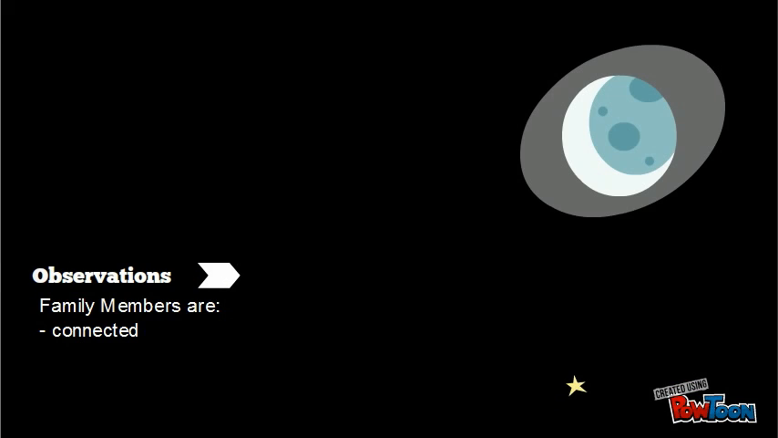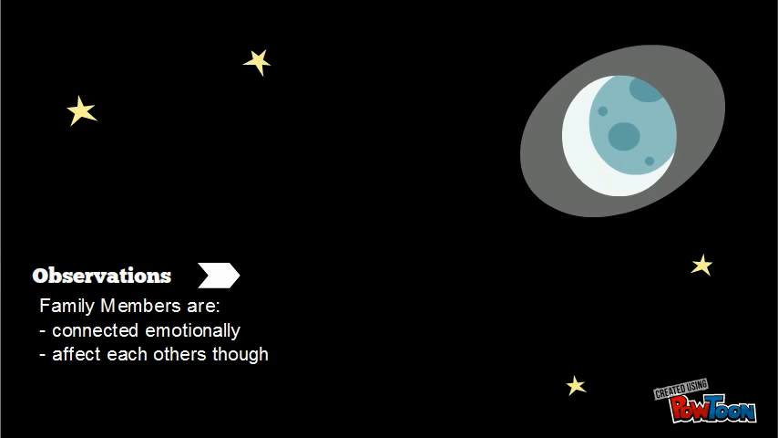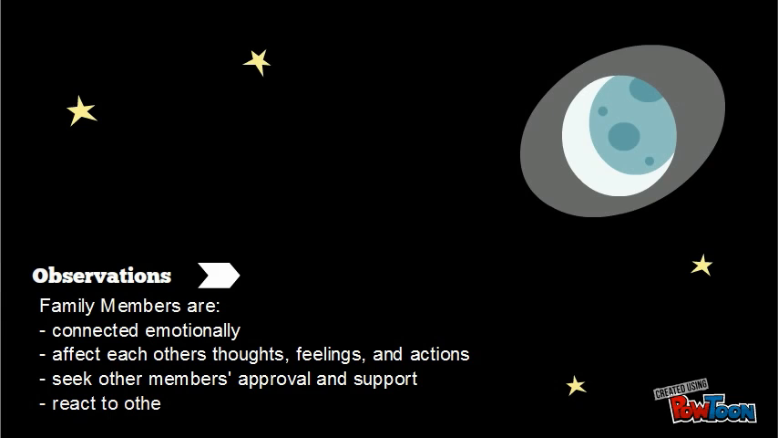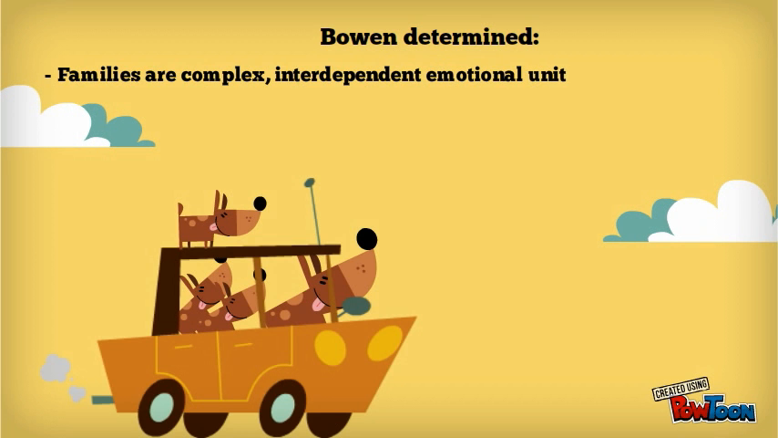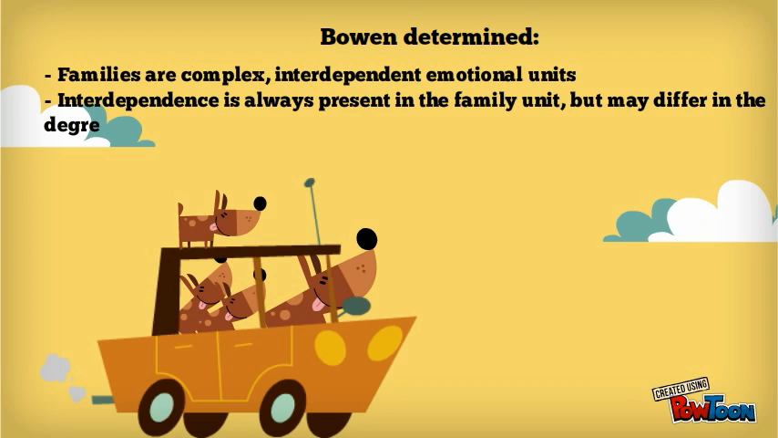Dr. Bowen concluded that family members are connected emotionally, affect other members' thoughts, feelings, and actions, seek the attention, approval, and support of other members, and they react to others' needs, expectations, and distress. Dr. Bowen determined that families are complex emotional units governed by interconnectedness and the interdependence of its members. Dr. Bowen concluded that interdependence is present in every family unit, but may vary in its degree.